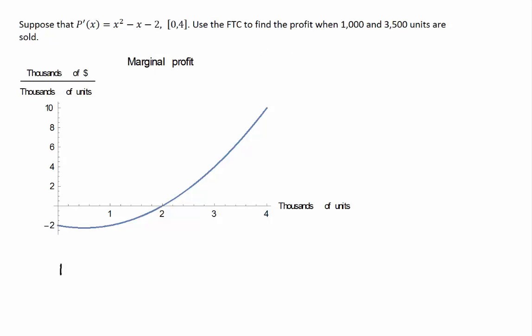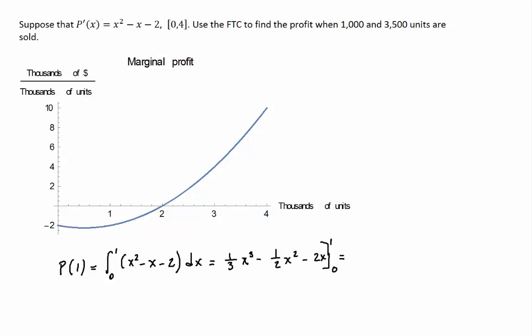What would the profit be whenever we're selling 1,000 units? Well, since x is in thousands of units, that would be x equals 1. And that would be the integral from 0 to 1 of the marginal profit, which is x squared minus x minus 2 dx. And then we take an antiderivative here, and we get a third of x cubed minus a half of x squared, then minus 2x. And then we evaluate that from 0 to 1.